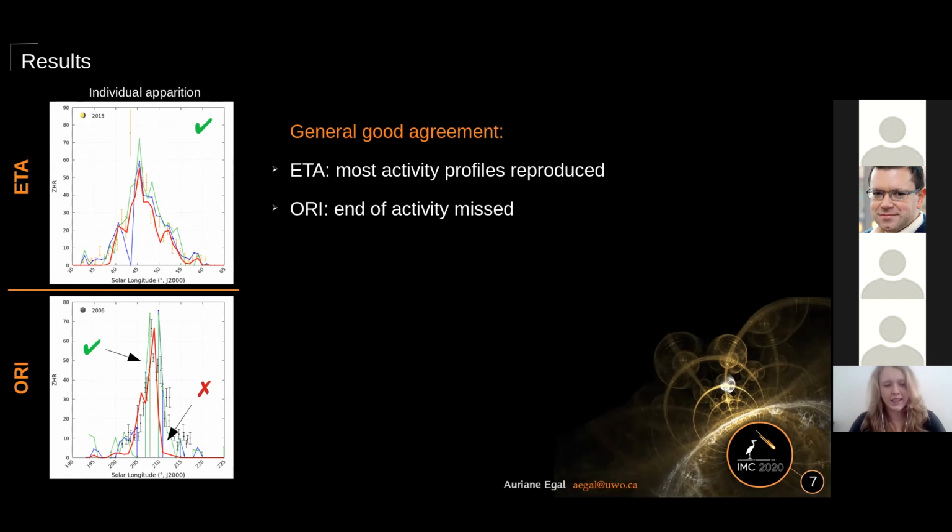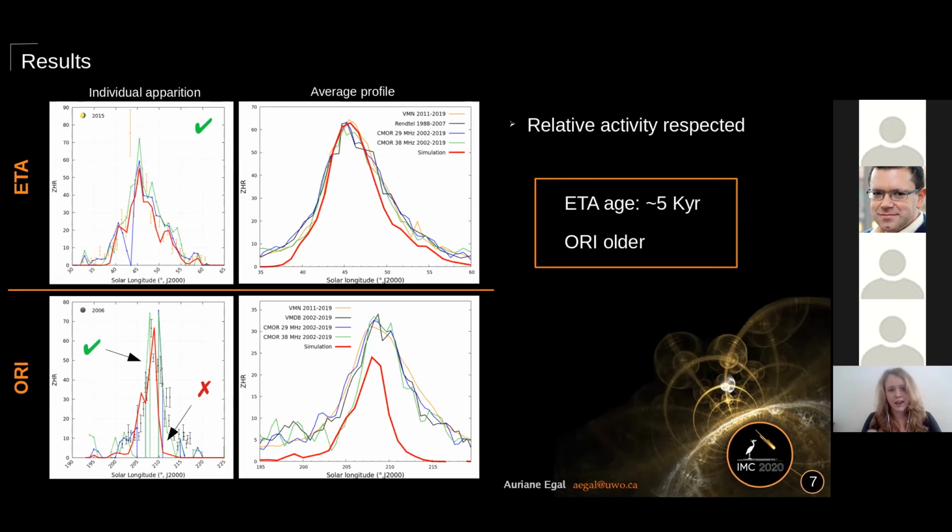So we see that with our model, we're actually able to reproduce most of the Eta-Aquariids activity profile, what you see here on top. And the agreement is also good for the Orionids, but we generally miss the end of the shower's activity. And this remains true when we compute the average activity profile.